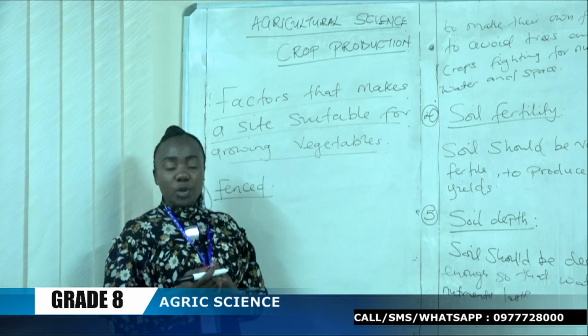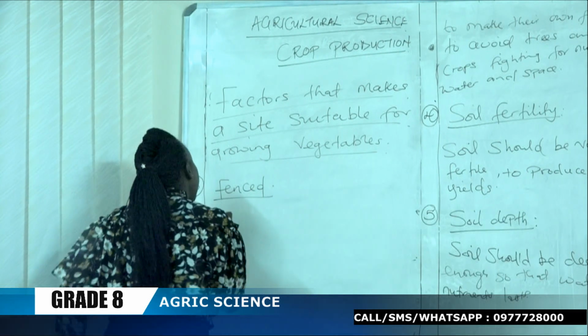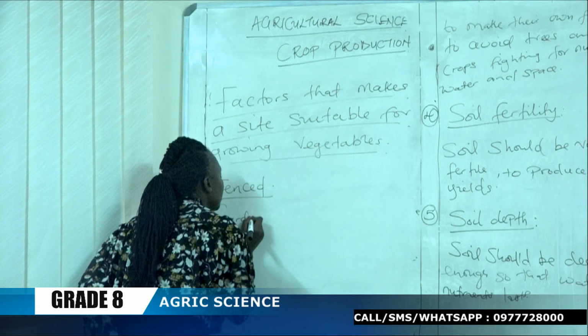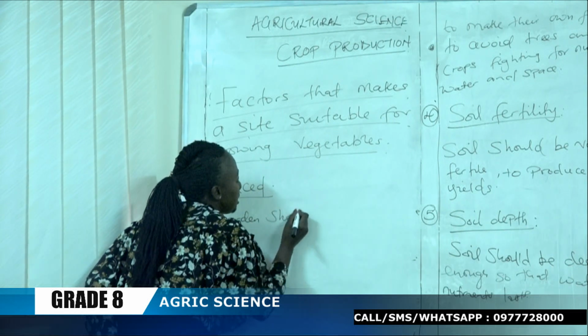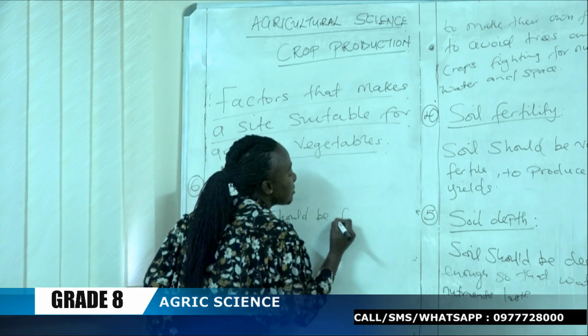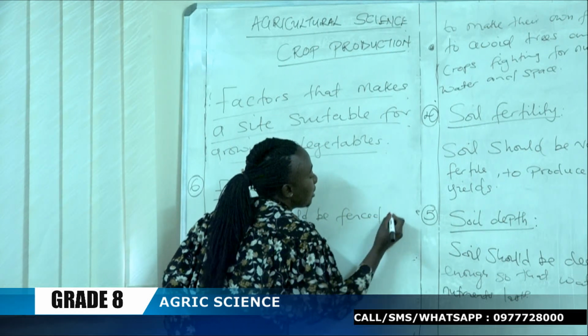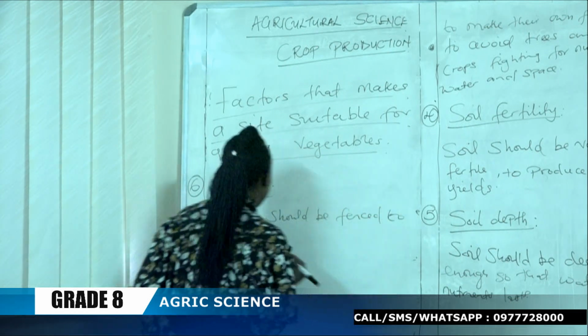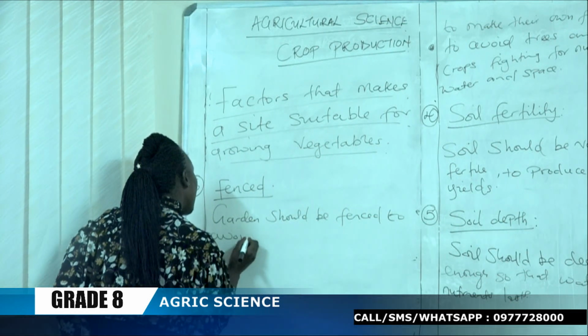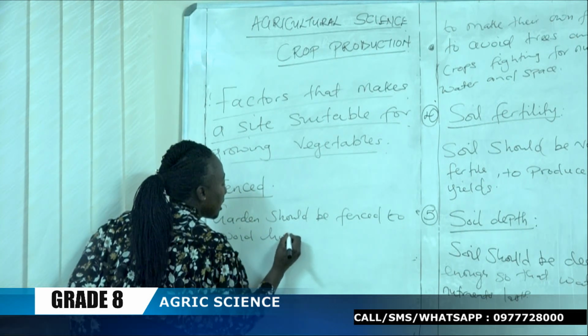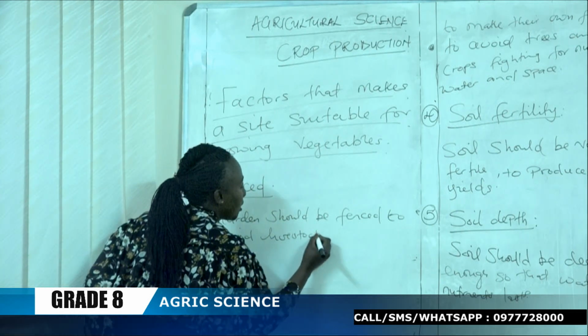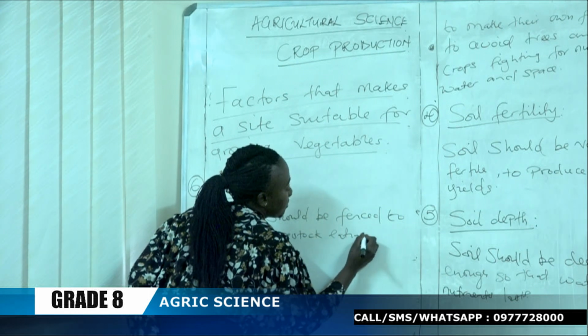Are we together? Okay, so we're saying the garden should be fenced to avoid livestock eating the vegetables.